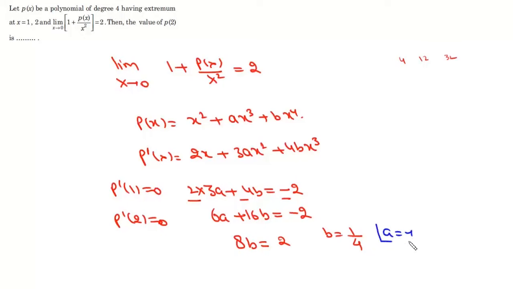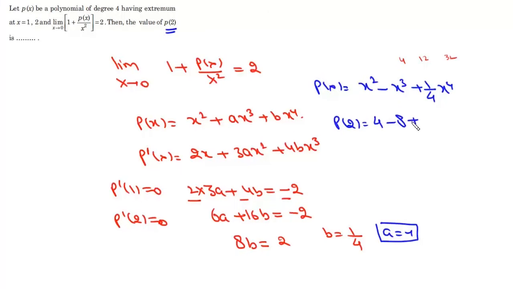Value of a is minus 1. So this function p(x) will be x squared minus x cubed plus 1/4 x to the power 4. Now we need to find the value of p(2). Now p(2) will be 4 minus 8 plus 4, which is 0. So the answer to this question is simply 0.